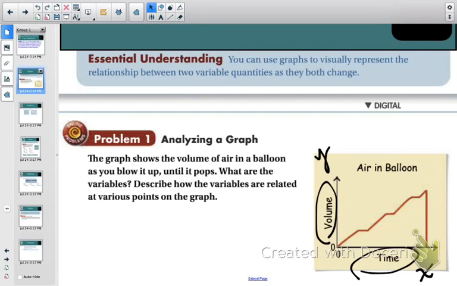So here, at 0, there's no volume in the balloon, and there's no time. So you start blowing up the balloon, it goes up, then you have this little gap right here. Okay, it's kind of steady, so that's probably when you're taking a breath. And then you blow again, and then you have this other gap here. Probably taking another breath, and so on. And then what happens here? Bam, all of a sudden the balloon pops. And there's no volume, so it goes straight down to 0, just like that. Okay, so that's kind of how you can describe what's happening in this graph.